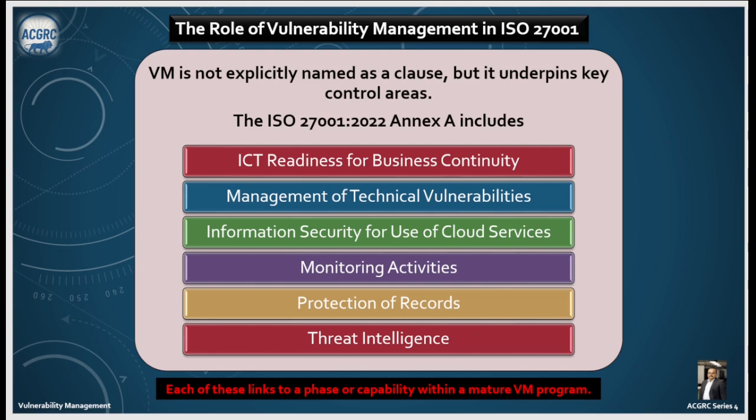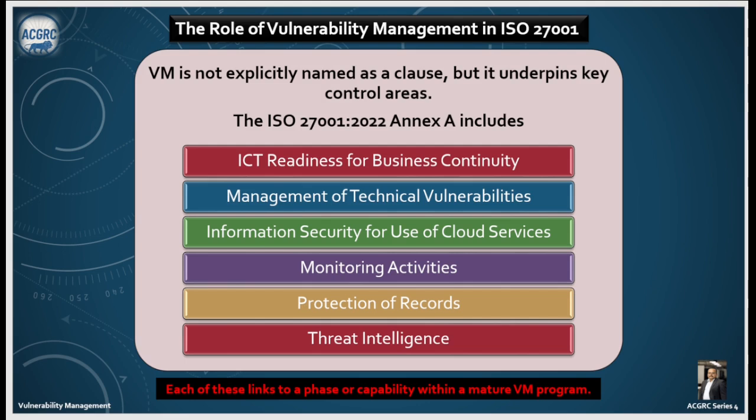Well, VM is the process of finding weaknesses in your systems, like outdated software or misconfiguration, assessing their risk, and fixing or reducing those risks in a timely manner. It's like a routine health check for your IT environment, detecting issues before attackers do. So, the question is, how does ISO 27001 support vulnerability management?